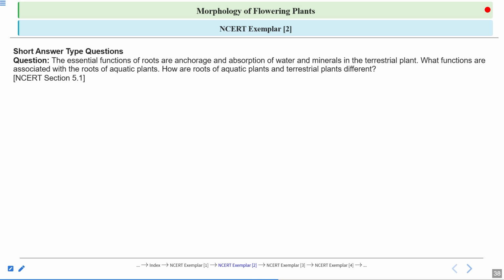So this is the next question. The essential functions of the roots are anchorage and absorption of water and minerals in the terrestrial plant. What functions are associated with the roots of aquatic plants? How are the roots of the aquatic plants and the terrestrial plants different? Let us see the answer to this question.